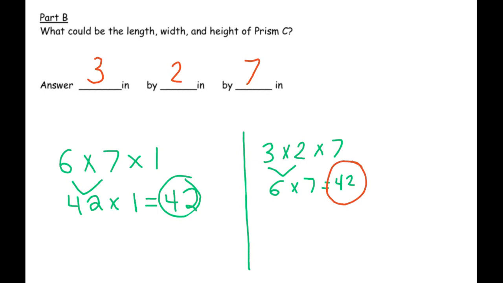What are some other dimensions that you can come up with that'll give you a volume of 42? Now remember, try to come up with different dimensions than the ones I came up with. So I came up with a 3 by 2 by 7 and a 6 by 7 by 1. So come up with another set of dimensions that you can use that'll give you a volume of 42.